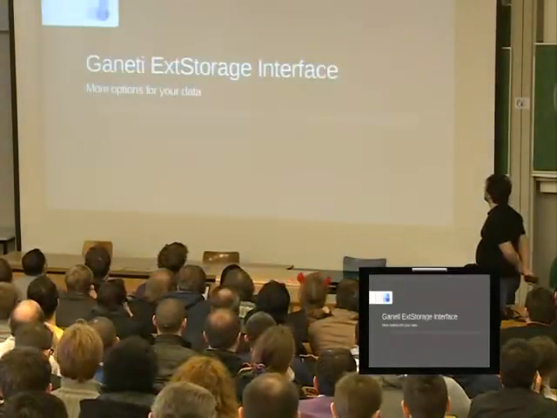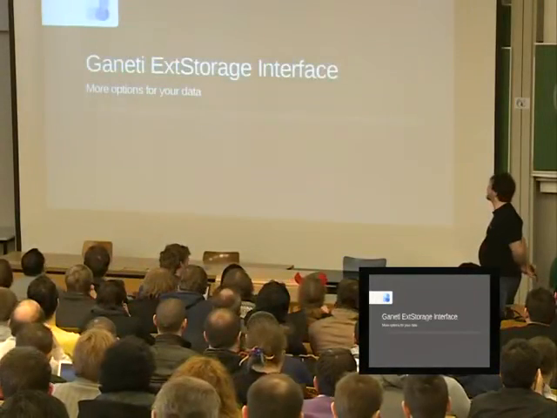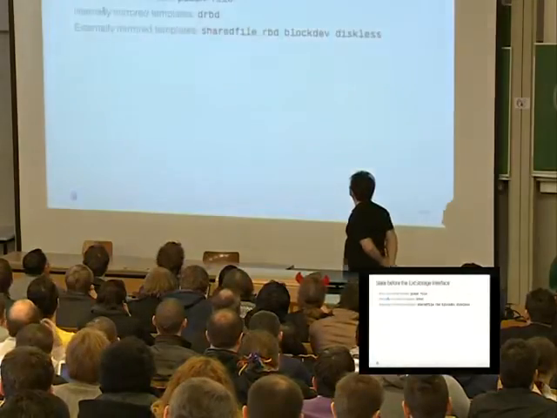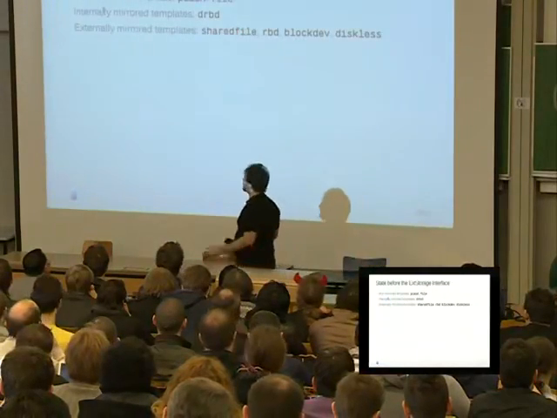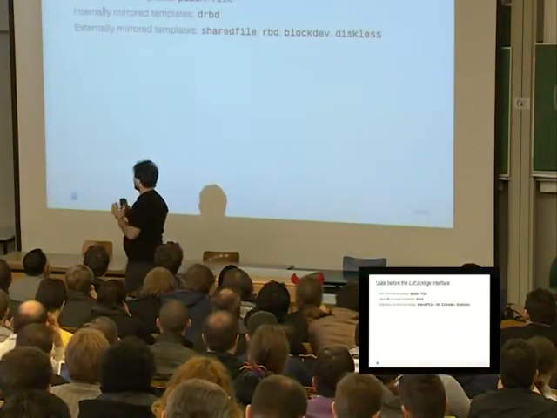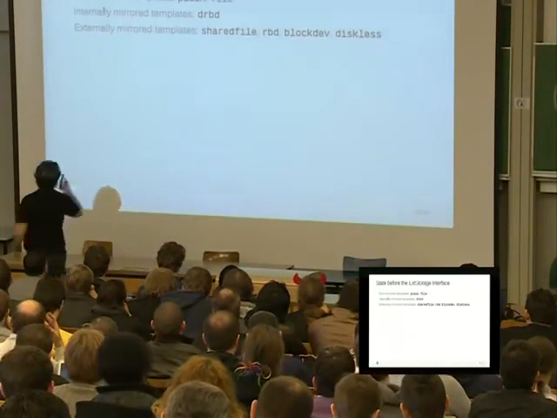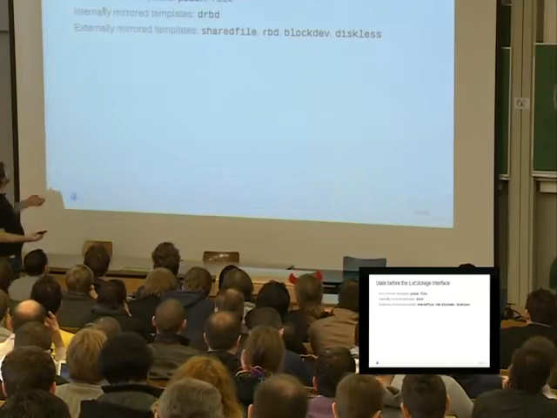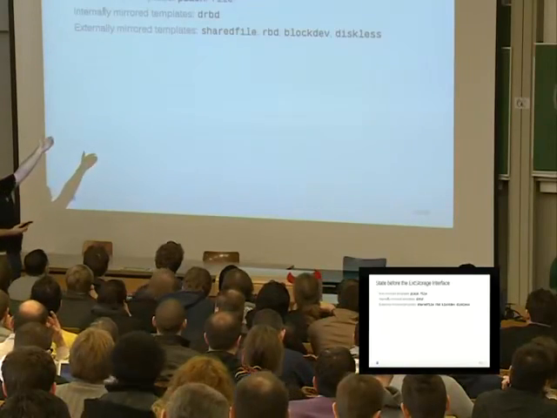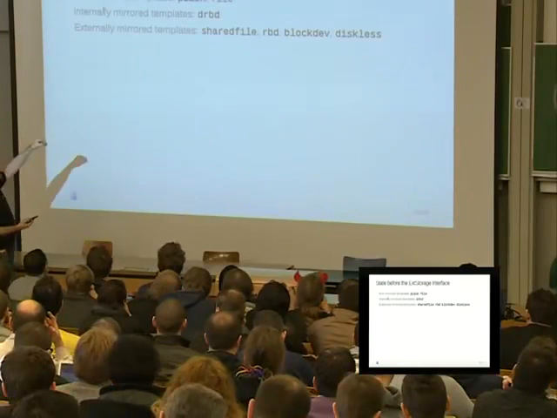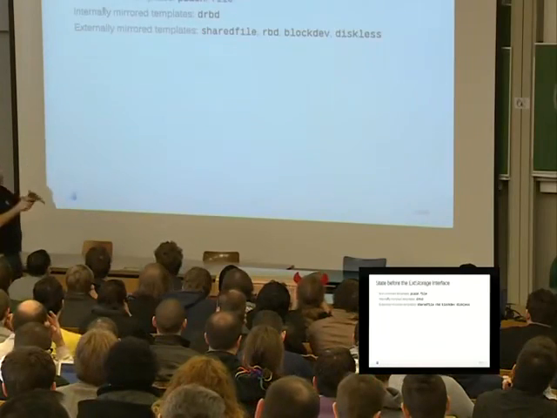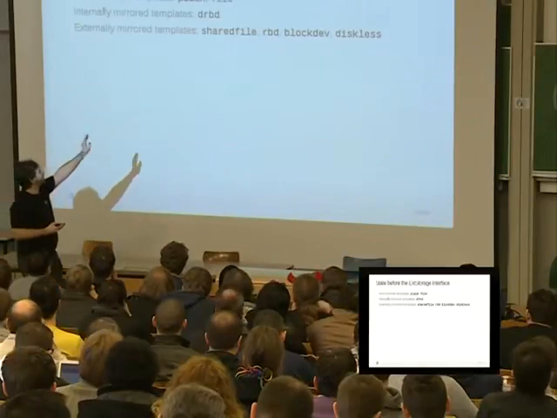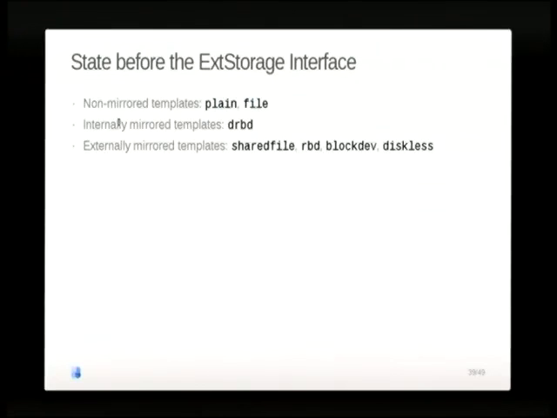Finally, the X storage interface, also contributed by GRNet. Also thanks to Konstantinos for some of these slides. So before X storage, we just had inside Ganeti disk types, right? We had plain and file, which are just LVM disks and file disks. We had the RBD, which was your way not to have a NAS. And then we had shared file in case you had a directory exported to all machines. RBD for Ceph, block dev and diskless.